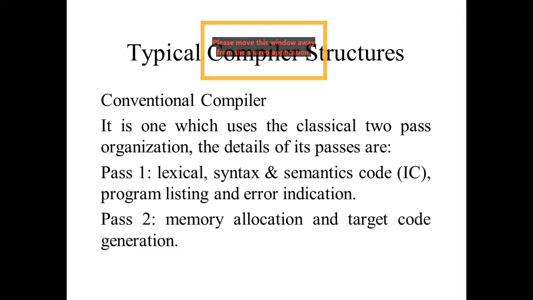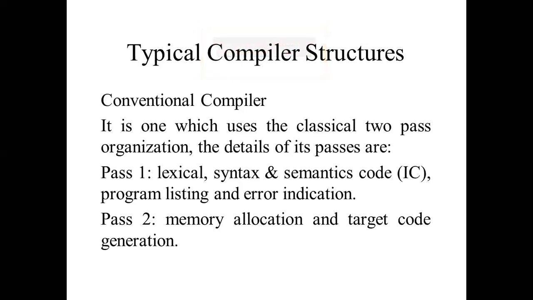In pass two, memory allocation and target code generation, because whatever we are doing, there is a need to store that data, and for that we will allocate the memory. Ultimately, at the end, there is a need for target code generation, because otherwise we cannot see the display, we cannot see the final output. So there are two passes, and such activities are done for converting high level language into machine language.